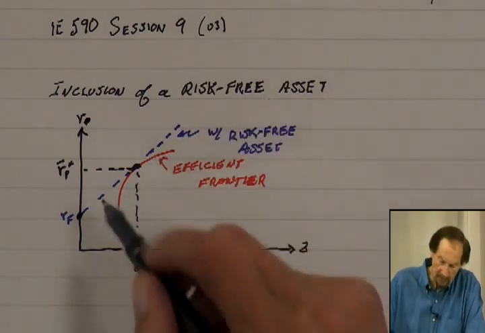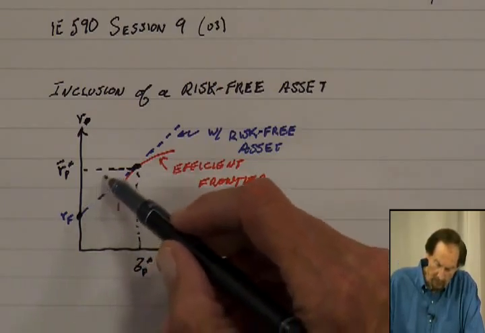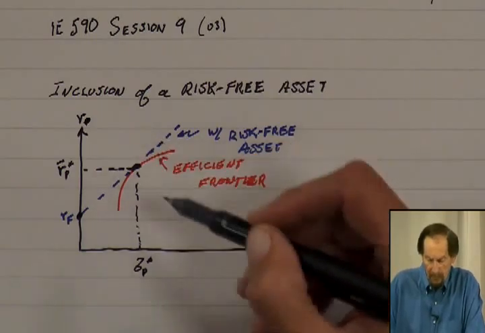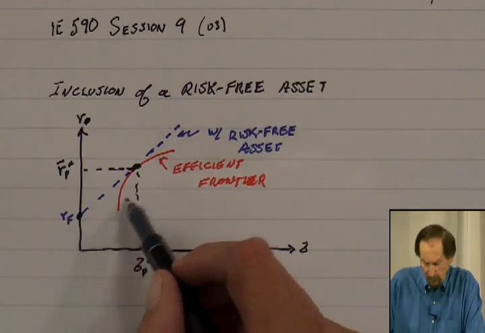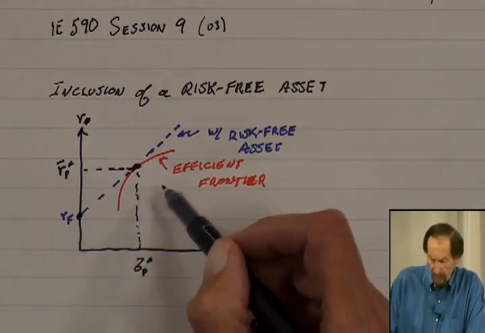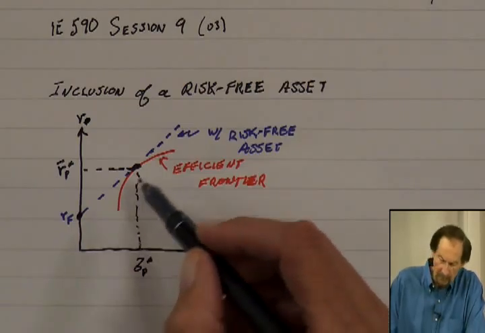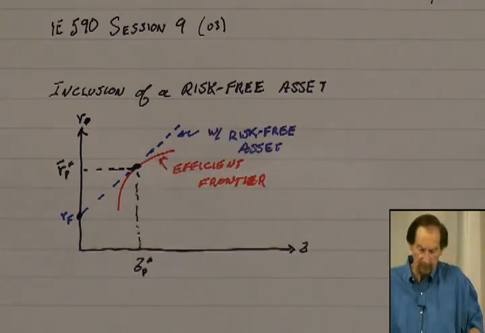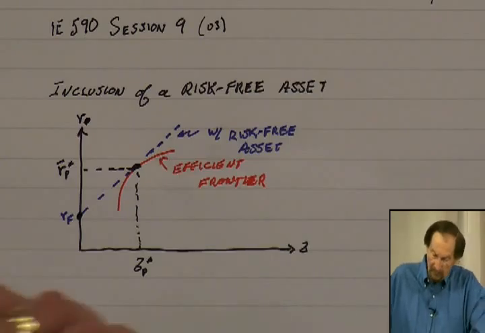Now, this is the best way we can do, because if we drew it above so it didn't touch, then we couldn't include the risky assets. If we drew it below, then we would get a lower rate of return. So you get the highest rate of return if you're just tangent to that. And so let's write that out.